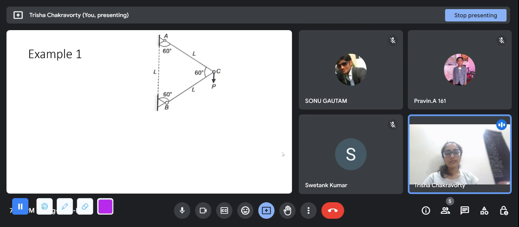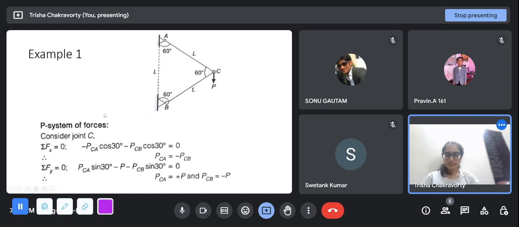For example, let's start with a simple two-member truss. This is an equilateral triangle. These are the two members of the truss, and this is L. So both of these are L as well. So we'll consider this joint C. At this, we first find out.